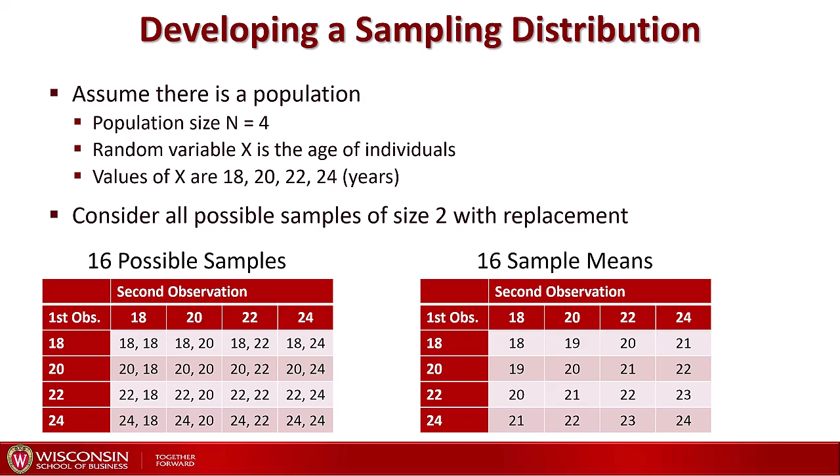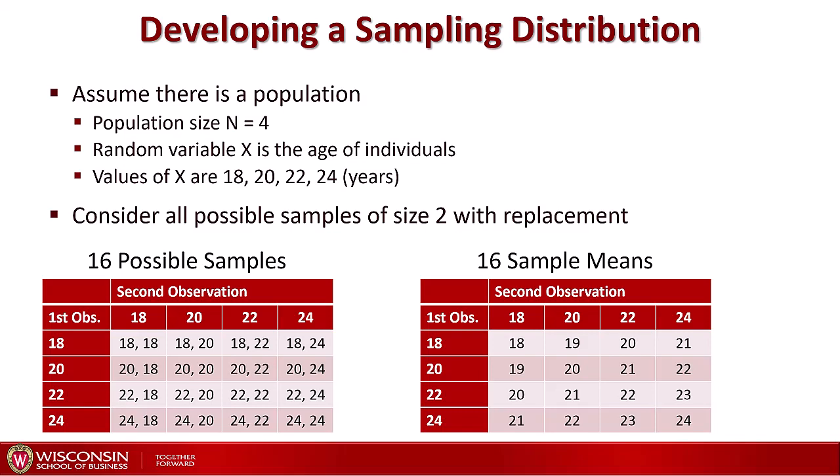Now let's turn to a more concrete example of a sampling distribution. Assume there is a population of size 4. That's a very small population. There are 4 people, and we are interested in the age of these individuals. The values for their age are 18, 20, 22, and 24 years. Now let's consider a sample size of 2.